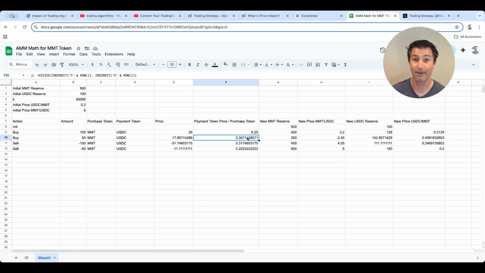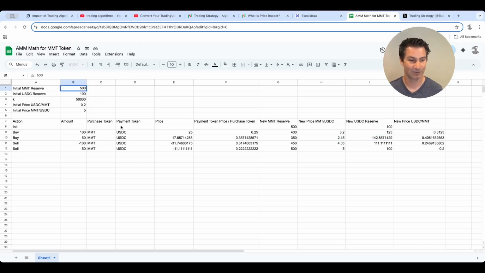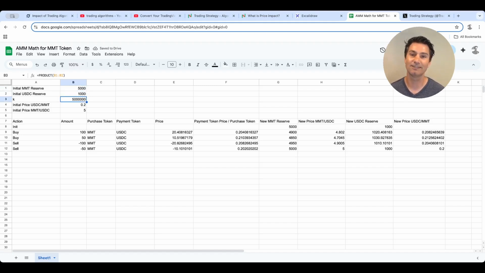So the price went up because there's less in the pool. And now we have 350 reserve, and that resets the price. But look what happens as we increase the reserve. We're not going to change the ratio, we're just increasing the quantity of tokens. And you see now that, yes, the price is still changing, but not nearly as dramatically. And if we go up even higher, let's say to 50,000, the price is going to change even less dramatically.